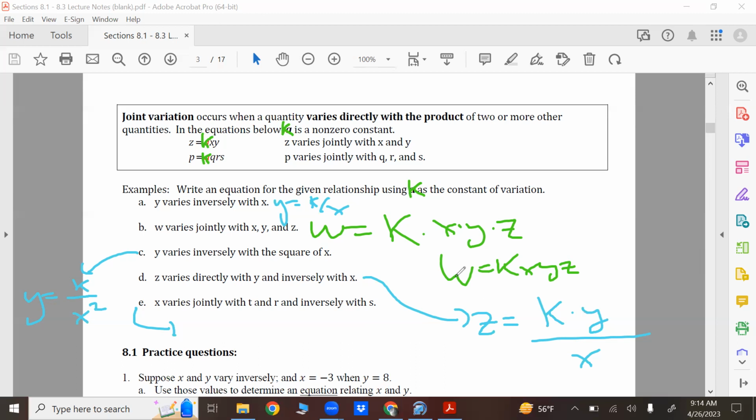And then lastly for E, X varies jointly with T and R, so X equals K times T times R. But where does the S go? Underneath. That's all. Yep.